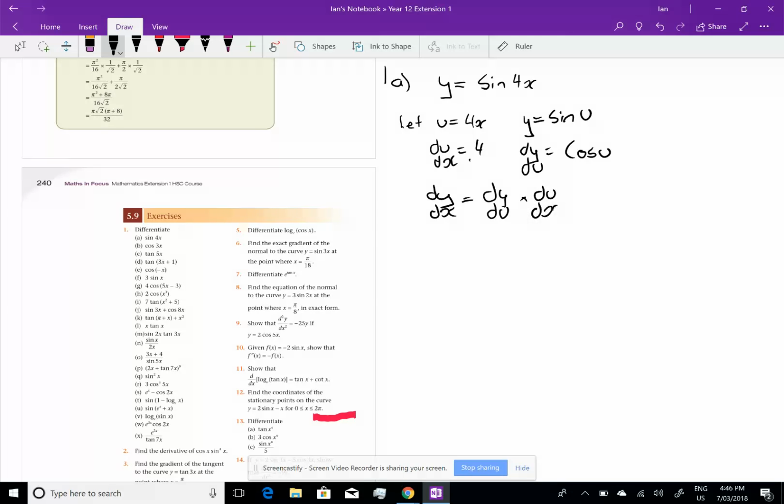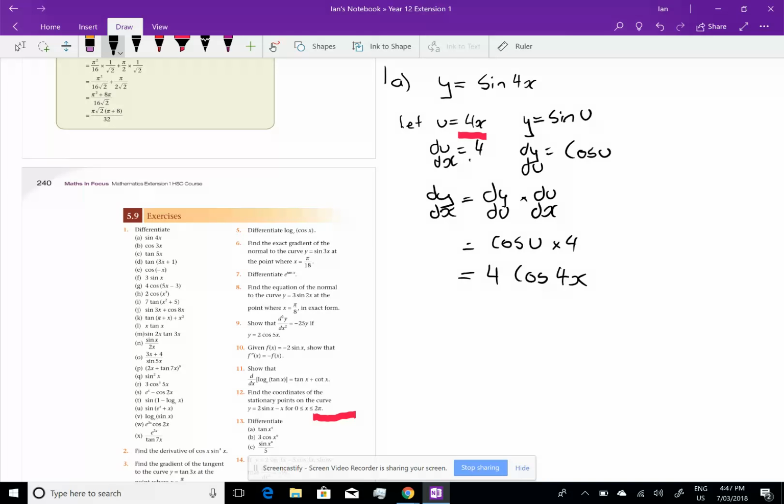And remember, that's not cancelling, it's a chain rule that we worked out before, which gives me cos u times 4 cos, and I'll substitute 4x back in for u, cos 4x. And there's the first one.